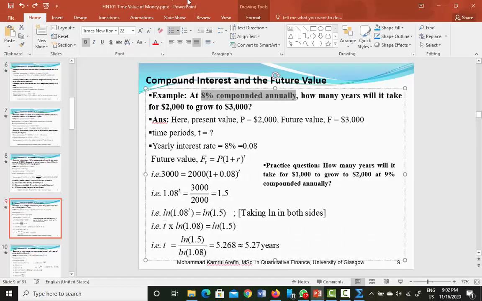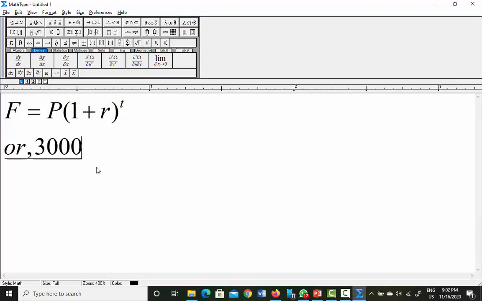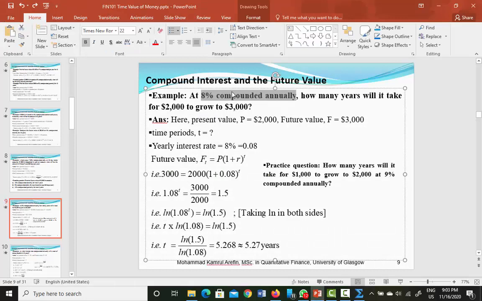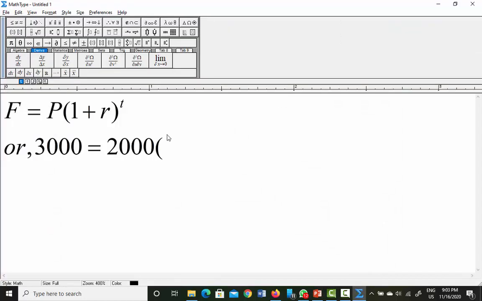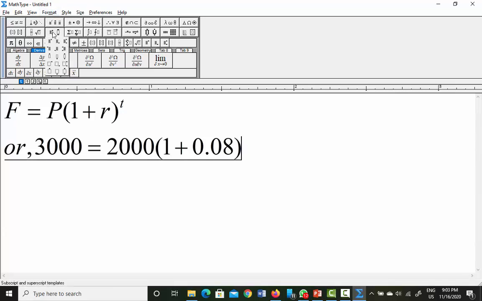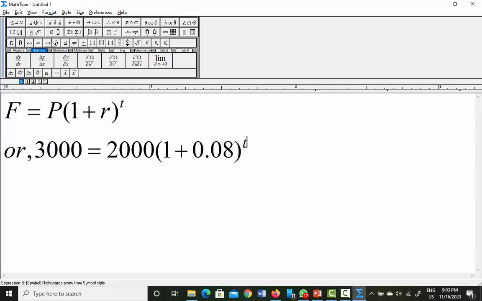So here future value is 3000, present value is 2000. So $2,000 will grow to $3,000. Obviously the higher value is the future value and the lower value is the present value, because value should grow over time. Present value is $2,000, 1 plus R, interest rate is 8% compounded annually. Since this rate is annual and compounded annually, we don't have to do anything. That is 1 plus 0.08 power T. We don't know the value of T. We have to find out the value of T.